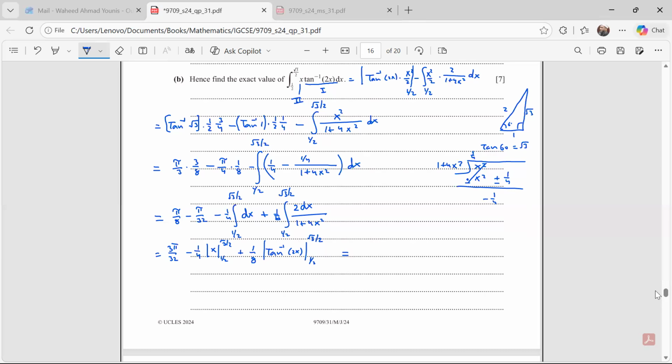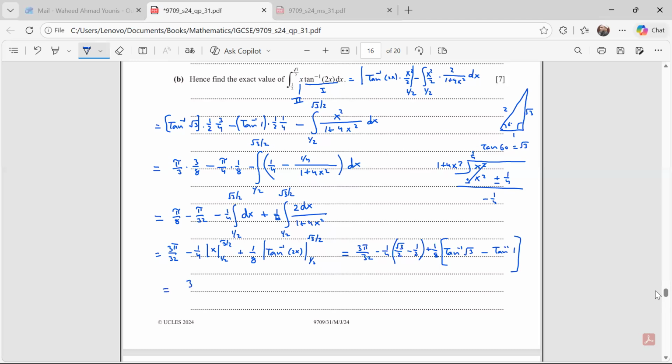Okay. So next it is 3 pi by 32 minus 1 by 4. And when I put the upper limit, it is 3 under root by 2, minus the lower limit, which is 1 by 2, plus 1 by 8. Now, when I put the upper limit, it is tangent inverse of under root 3, and minus, when I put the lower limit, it is tangent inverse 1.